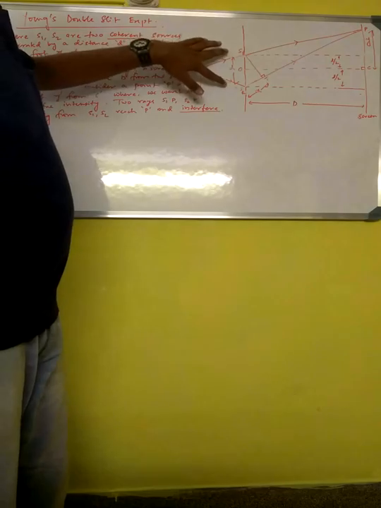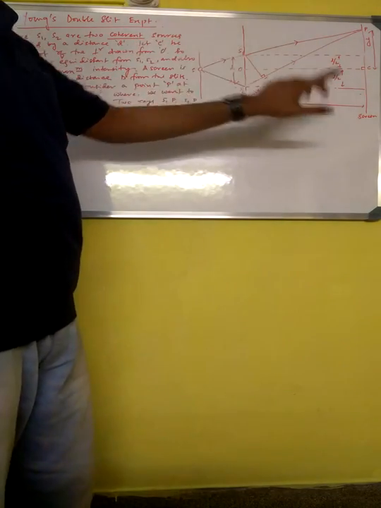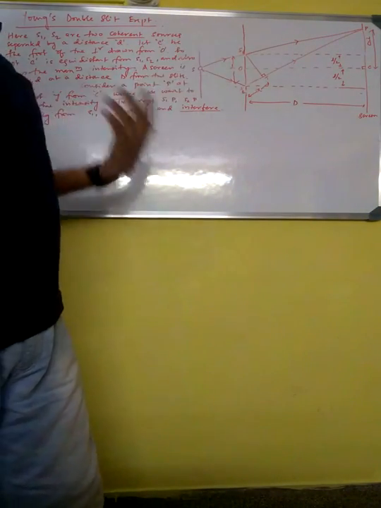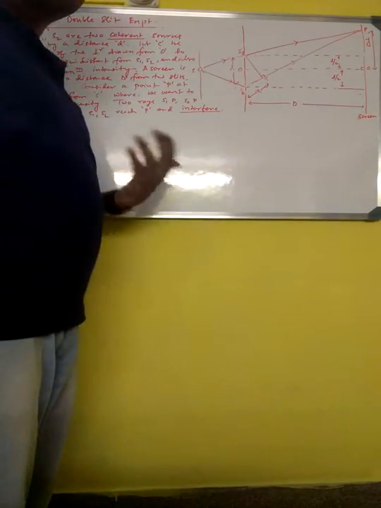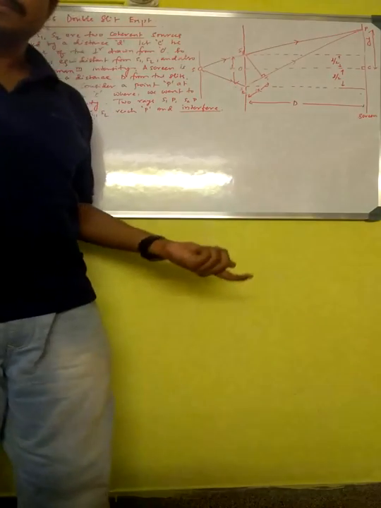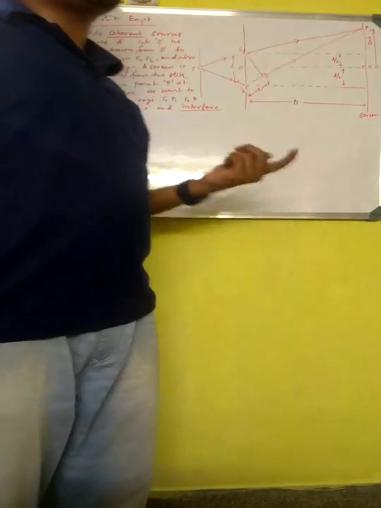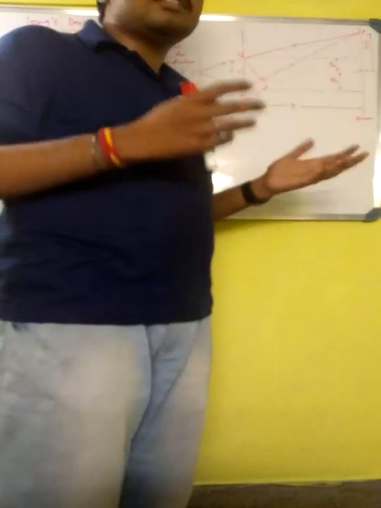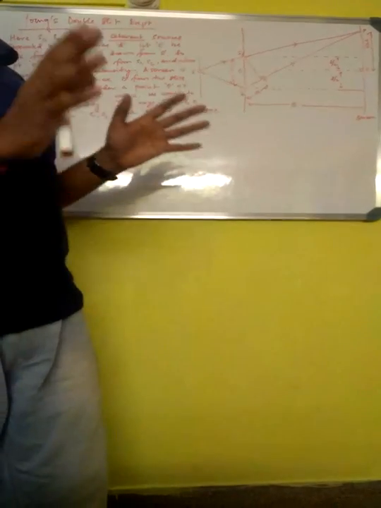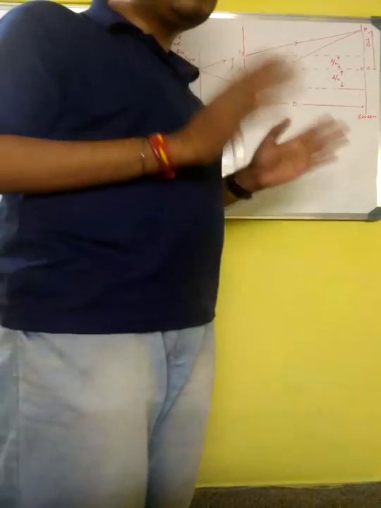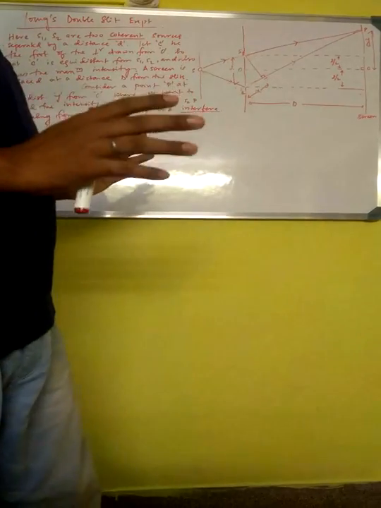coherent sources. This has to be coherent, otherwise this experiment will not work. So what are coherent sources? Coherent sources means two sources emitting light continuously having a sharply defined phase difference which remains constant with respect to time. The coherent sources must have the same amplitude, and if there is a phase difference between them, then that should remain constant with respect to time. These are the two criteria of coherent sources.